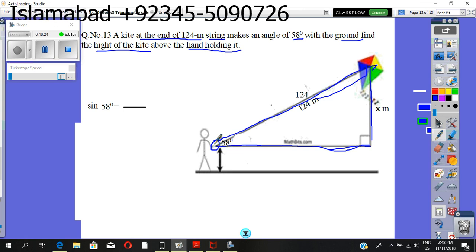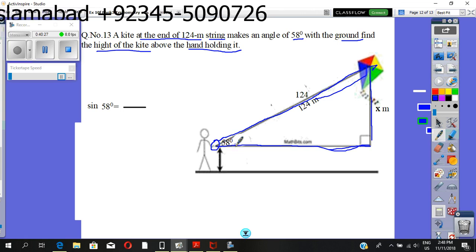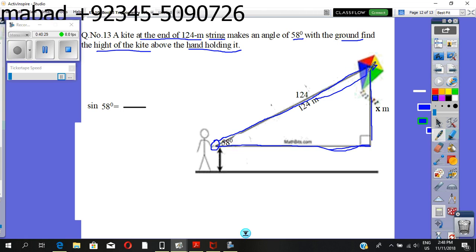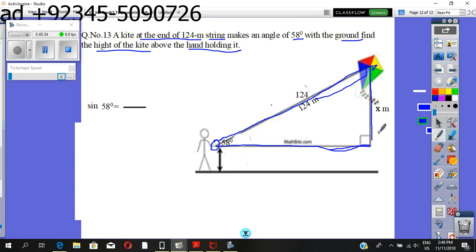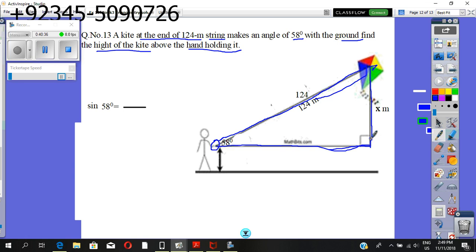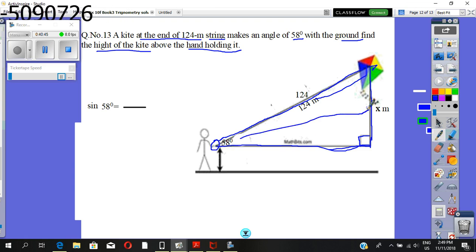We are supposed to find the height. The angle is given, 58 degrees. The length of the string is given, that is 124 meters. And here we are supposed to find the height above the hand. It means here it makes a 90-degree angle. Now if you identify the sides, opposite of the 58 degrees is x, which is what we find, and opposite the 90 degrees we have 124, which is the hypotenuse.